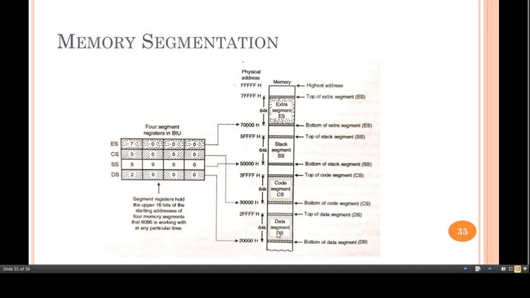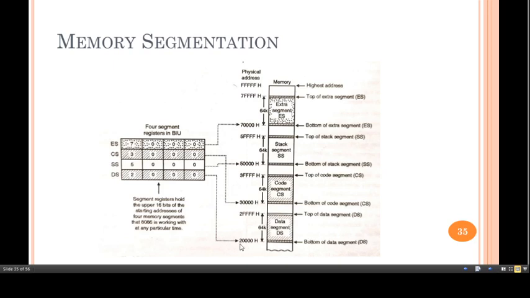20000H, and as we have seen, each segment has a size of 64K, means the data segment starts at 20000H and the data segment ends at address 2FFFFH. Similarly, the code segment starts at address 30000H and ends at 3FFFFH, and so on. And the highest address available in the memory is FFFFFH, and these addresses are generally called the physical address of memory.